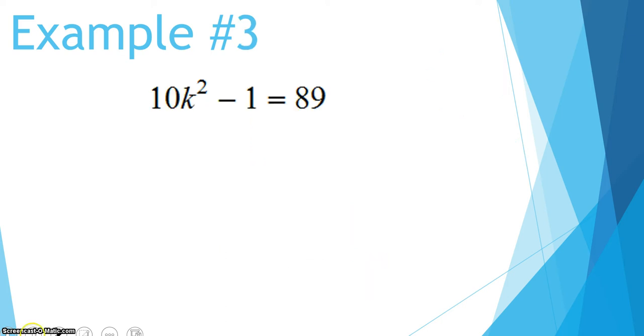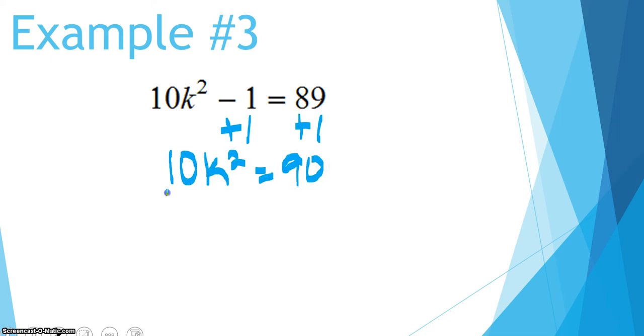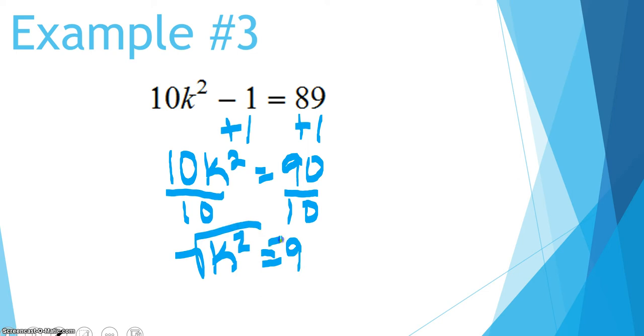Let's try another one. So here, I'm going to add 1 to both sides. So I've got 10k squared is equal to 90. Then I'm going to divide by 10. So now I have k squared is equal to 9. I take the square root of both sides, and I get k is equal to positive and negative 3.